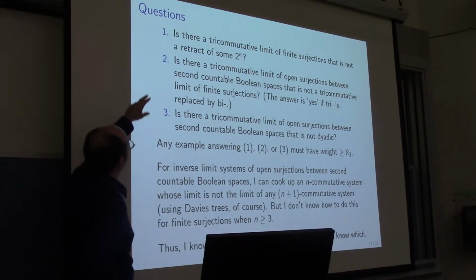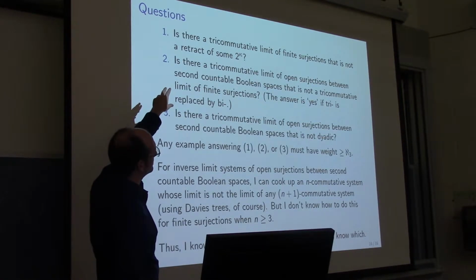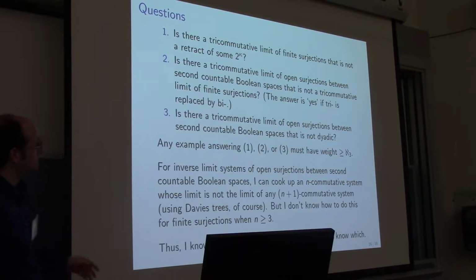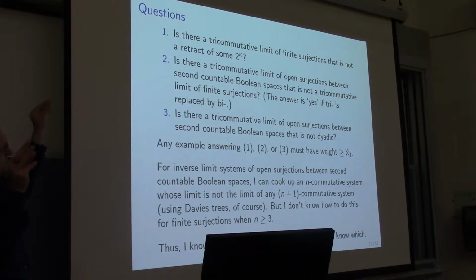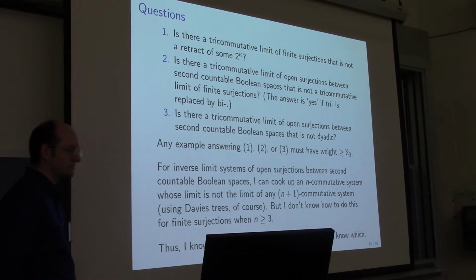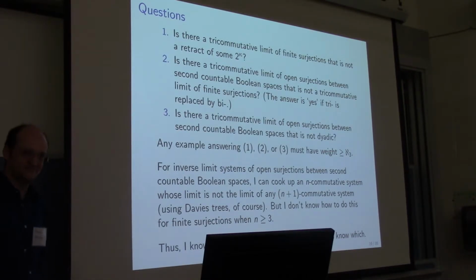Question 2 here is exactly what is the difference between tricommutative limits of just these finite surjections and tricommutative limits of second countable Boolean spaces. More broadly, I would like to know, are there other interesting properties, extra requirements we could put on these inverse limit diagrams of finite surjections and characterize other interesting classes of spaces? So I will quit there.